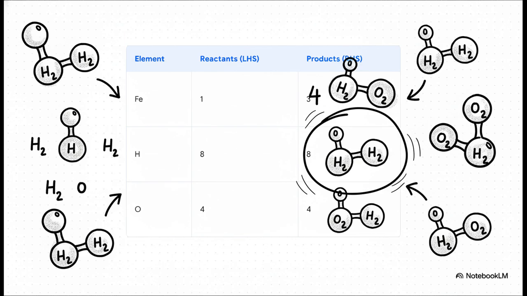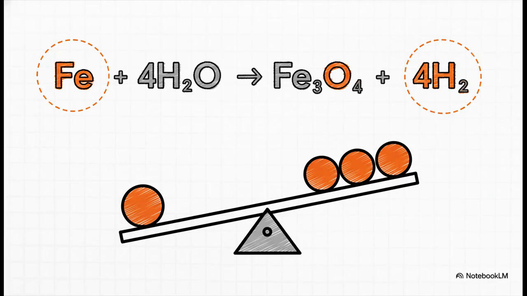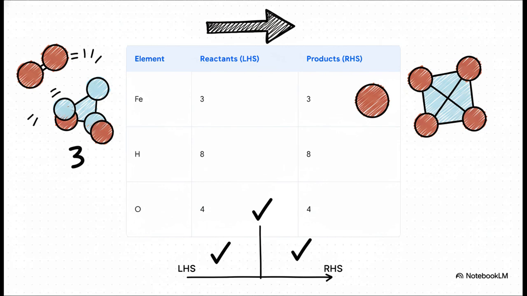We're getting close. Only one element is left. And the last step, the final element, is iron, Fe. This should be the easiest one. Okay, on the right side, we have 3 iron atoms in Fe3O4. On the left, we only have 1. So, to balance it, we just need to place a 3 in front of the Fe on the reactant side. And we are done. Let's do a final check.